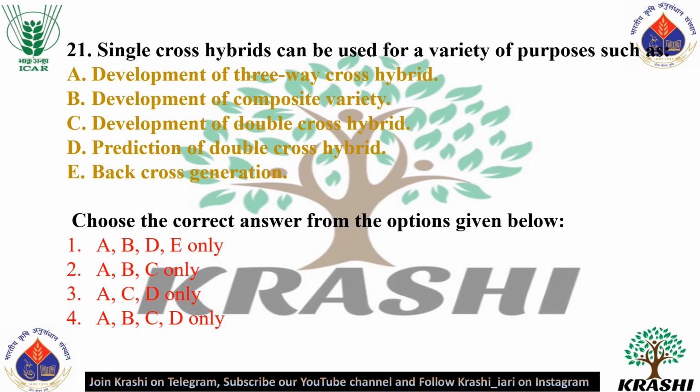Question number 21. Single cross hybrids can be used for a variety of purposes. They can be used for the development of three-way cross hybrid, for the development of double cross hybrid, and also for the prediction of double cross hybrid. So the correct answer is option number 3, that is A, C and D only. Single cross, we know that when inbred A is crossed to inbred B, we have a single cross.